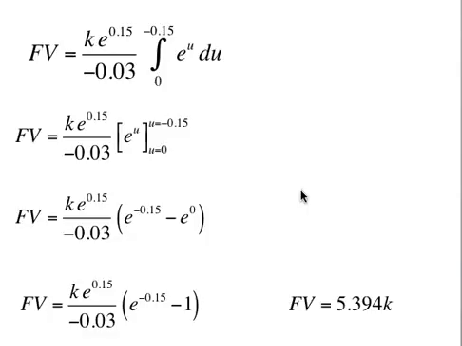5.394k. Now remember, the integral of a constant from 0 to 5 would have just been 5 times that constant. We get a little bit more. The 0.394 extra is due to the interest we're getting over that 5-year period. And that will conclude this lesson.